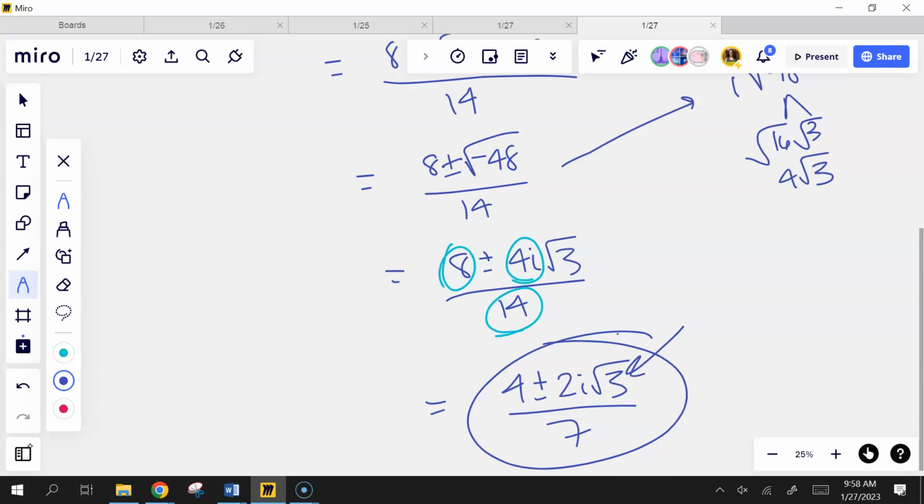Yeah. It just wouldn't be all the way. I'd probably say make sure you simplify next time. But other questions? 11?